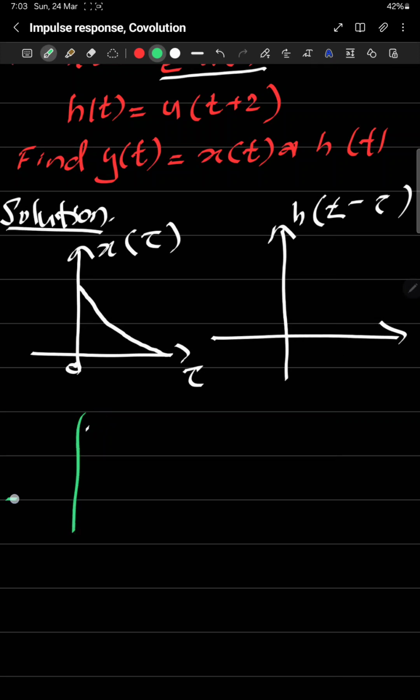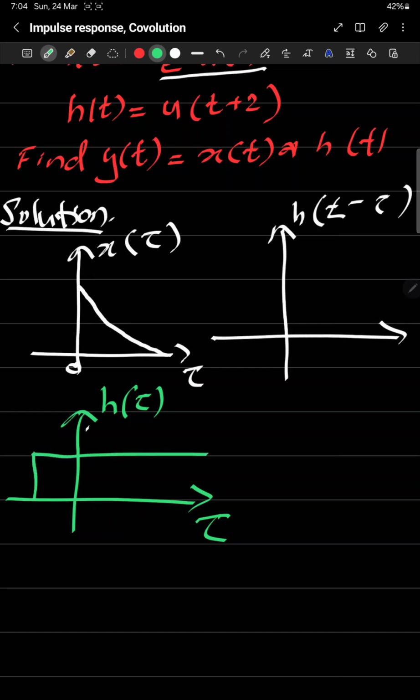I will plot in another color. So this is h of t. Let me mention it in terms of tau first, h of tau. So what is h of tau? It is u of tau plus 2. u of t is from 0 to infinity, so plus 2 means you have to left shift. You have to start from minus 2. So this signal spans from minus 2 to infinity, right? So that is your h of tau.